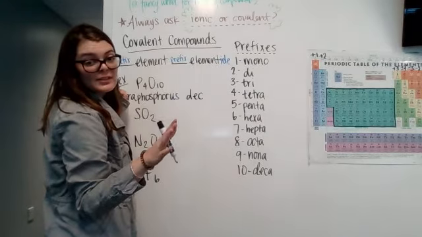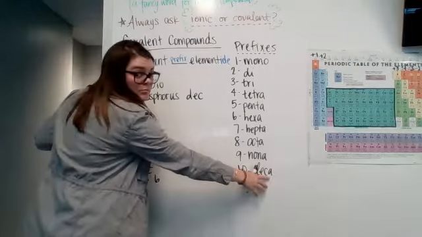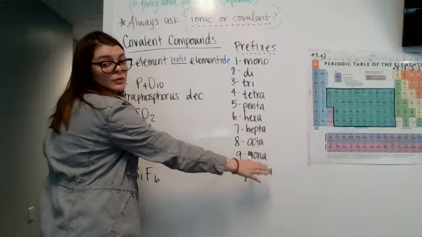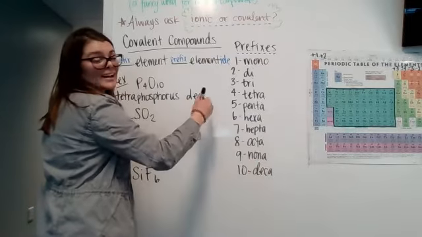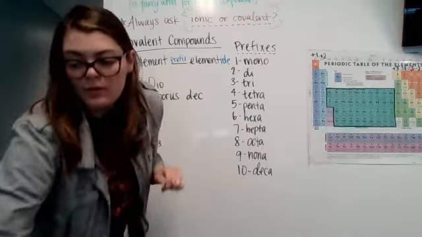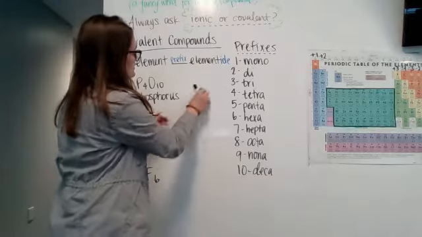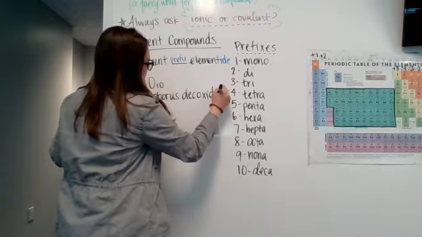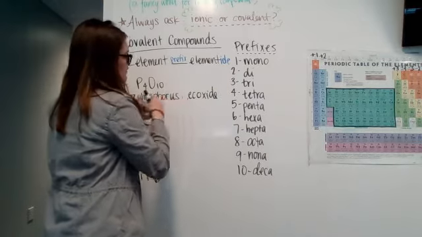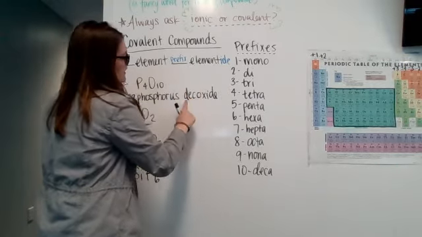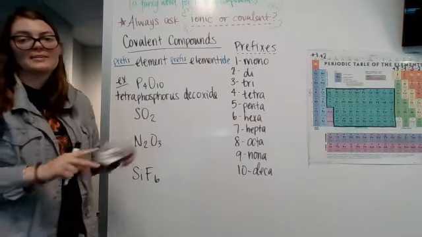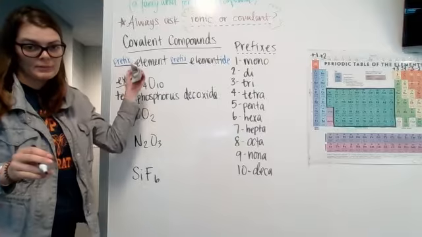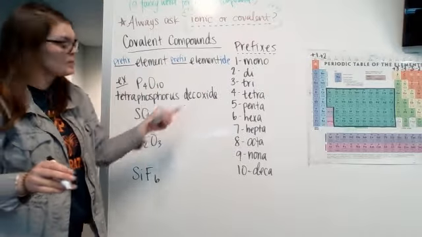Here's what's a little confusing. Deca ends with a vowel, right? O starts with a vowel, so you can just remove the A off of deca and write decoxide. That's going to run into my prefixes. Okay, so we have tetraphosphorus decoxide. There we go. Easy. Prefix, element, prefix, element with -ide.